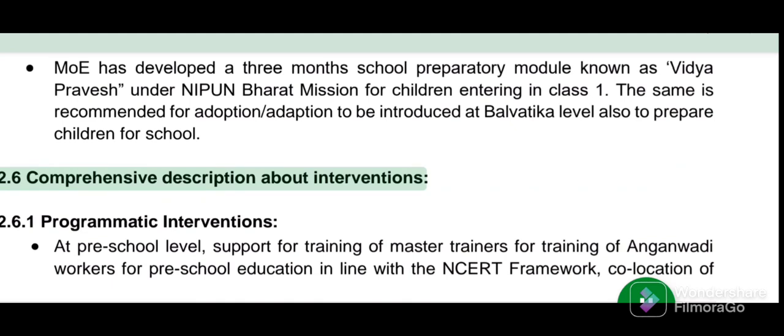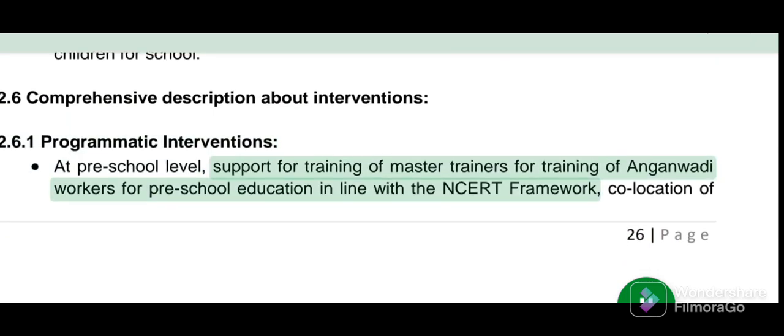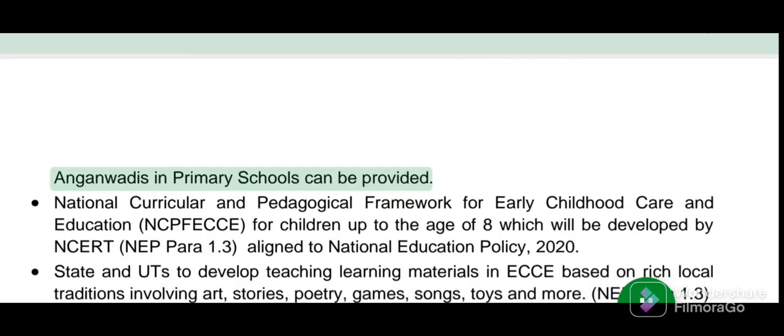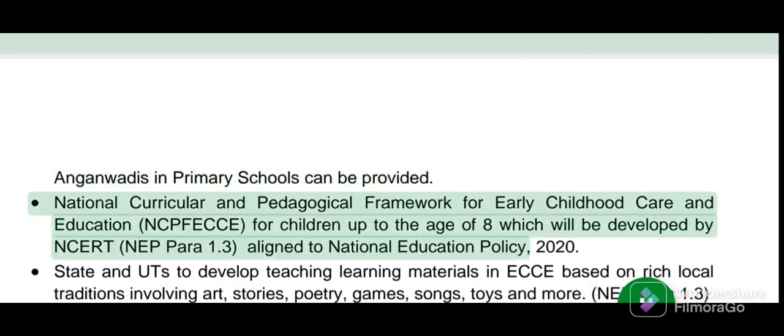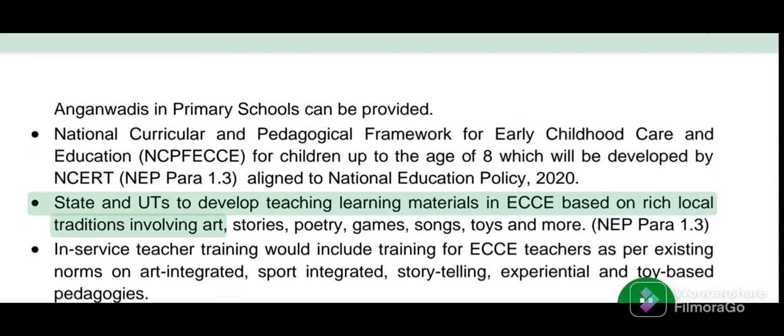2.6 Comprehensive description about interventions. 2.6.1 Programmatic interventions. At preschool level, support for training of master trainers for training of Anganwadi workers for preschool education in line with the NCERT framework, co-location of Anganwadis in primary schools can be provided. National Curricular and Pedagogical Framework for Early Childhood Care and Education, NCPFECCE, for children up to the age of 8, which will be developed by NCERT, NEP Para 1.3, aligned to National Education Policy, 2020.